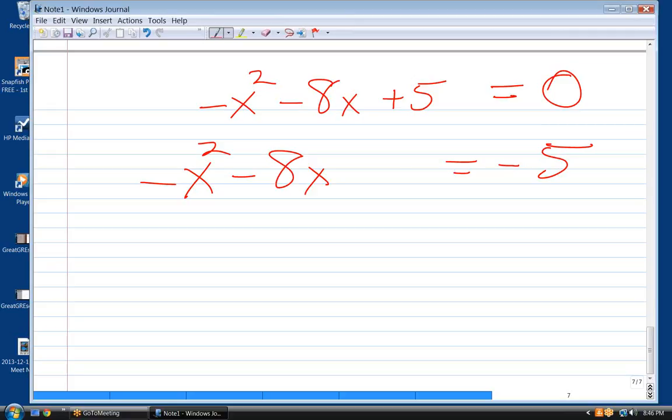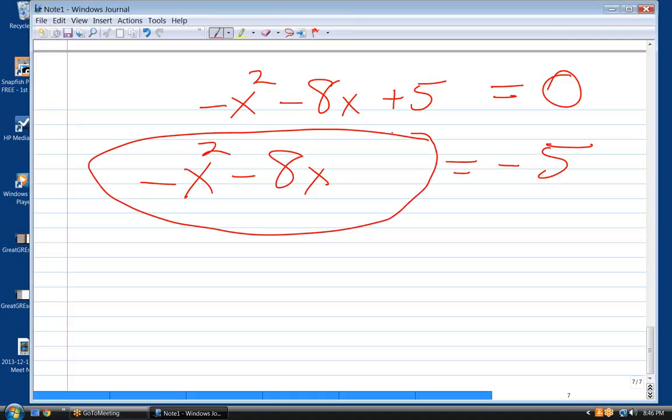Okay, completing the square. First of all, it requires something, and that is that the coefficient of the x squared term be 1. So how can I change this side of the equation to get that coefficient to be 1? Divide by negative 1? Yeah, exactly.